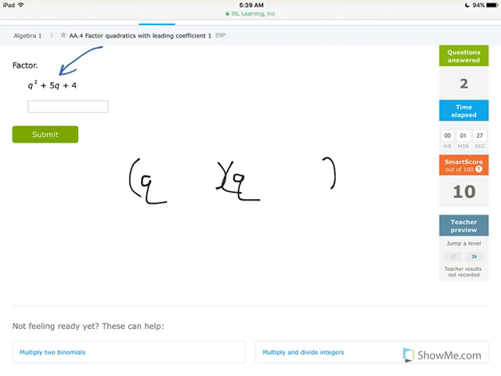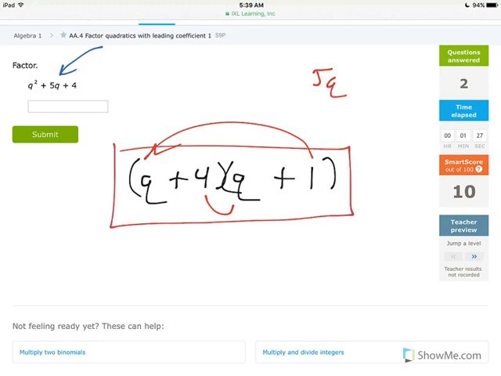So 2 times 2 makes 4, but 4 times 1 also makes 4. And that's going to get us our 5q, because when we distribute these two values, that's going to get you 4q, and that's going to get you 1q for the 5q in the middle that you're looking for. So those are going to be your correct factors. If you multiply this together, you get q squared plus 4q plus 1q plus 4, and then there's the 5q in the middle that you were looking for.